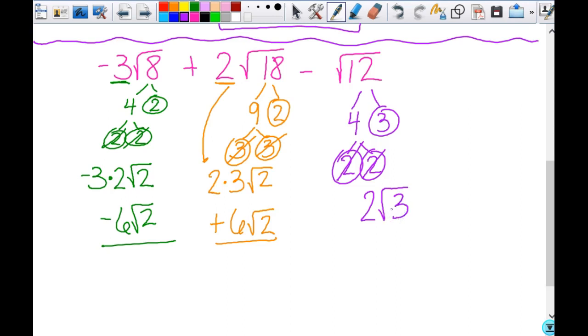Now, the negative 6 square root of 2 and 6 square root of 2, what happens with them? They cancel out. They zero each other out. So is my answer 2 square root of 3? Negative. Got this negative. Don't forget to bring that down. It is negative 2 square root of 3. That's your final answer because those cancel out.